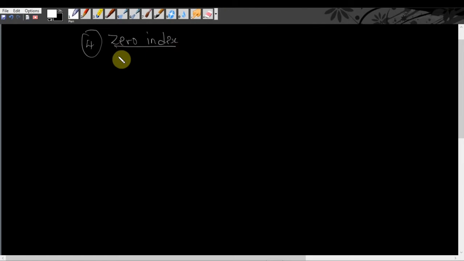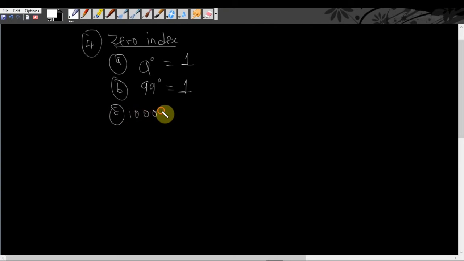Okay, this zero index is more like the simplest law. It says whenever a number is raised to the power 0, the number becomes 1. Let's use an example: 8 to the power 0, the answer becomes 1. Another one is 99 to the power 0. Even though it's close to 100, since it's raised to the power 0, it's 1. Anything raised to the power 0 becomes 1, even 1 million or more.